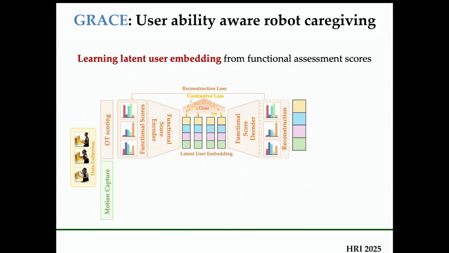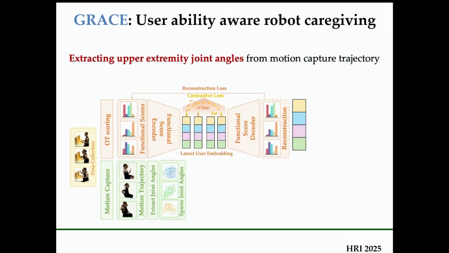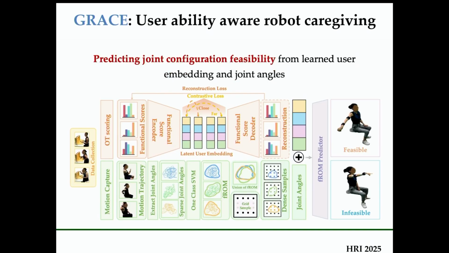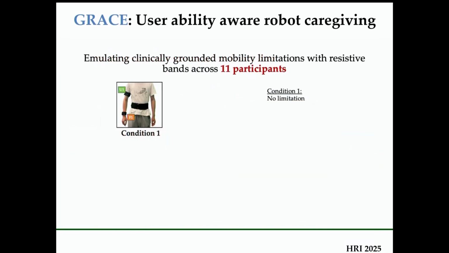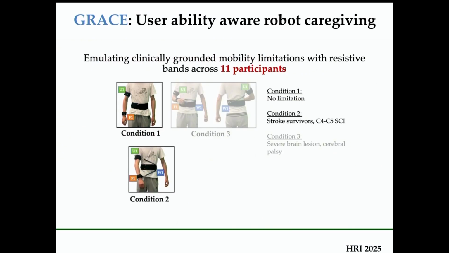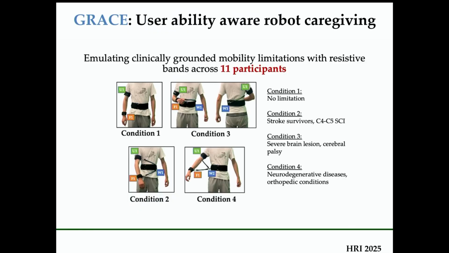And when we do this, basically we are using occupational therapy scores, like functional range of motion scores, as well as kinematics. And we come up with a latent representation of a user's mobility that says whether a particular configuration is feasible for the person or not. And based on that, the robot decides to give the minimal assistance that's needed for the person.